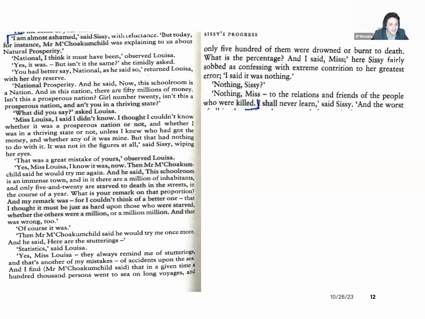"And he said, here are the stutterings." "Statistics," said Louisa. "Yes, Miss Louisa, they always remind me of stutterings. And that's another of my mistakes. Of accidents upon the sea. And I find that in a given time, 100,000 persons went to sea on long voyages, and only 500 of them were drowned or burned to death. What is the percentage? And I said, Miss," here Sissy fairly sobbed, as confessing with extreme contrition to her greatest error, "I said it was nothing." "Nothing, Sissy?" "Nothing, miss, to the relations and friends of the people who were killed. I shall never learn," said Sissy.